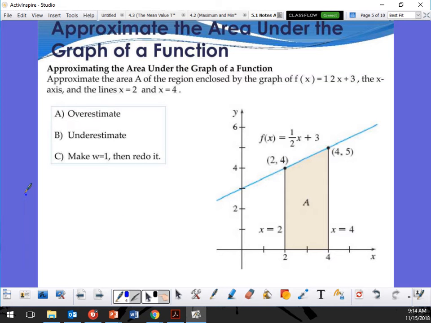Let's do the under. There we go. All right. Oh, come on. So again, that's my 3, comma 4.5.